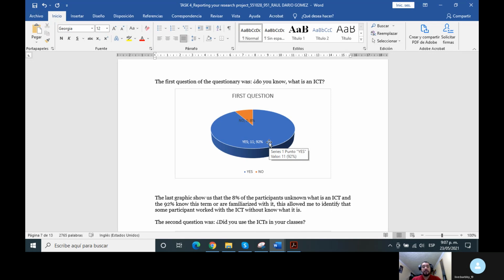This is important because for the rest of our questionnaire, this question was important to continue, and to know that many people know what is an ICT, and many people use the ICTs, but maybe they don't use them correctly. So we need to check how the people use the ICTs, if this is correct or not, if they know what is an ICT, if they know how to use it.